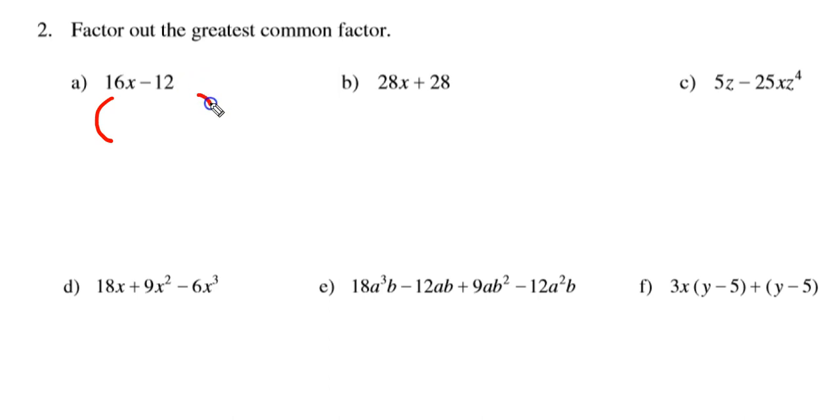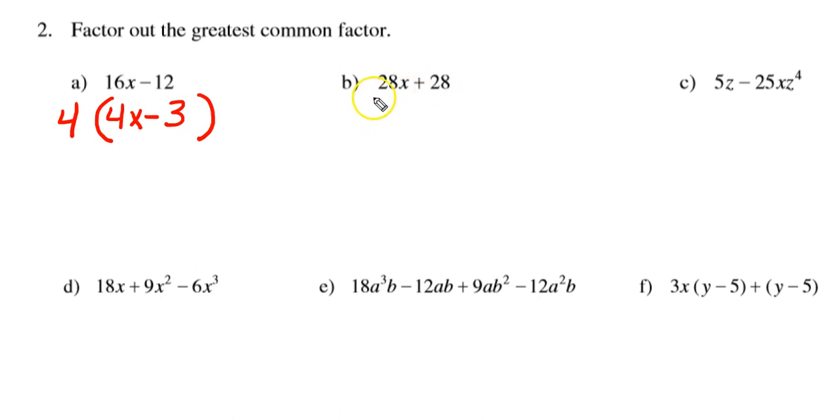Now, what factor can we take out of each of these? You could take a 2, but that's not the greatest. You can take a 4 out of each one. So if we take a 4 out of this, we're left with a 4x. And if we take a 4 out of the 12, we're left with a 3. And if we use the distributive principle, we get back to what we had. And inside the parenthesis, there's nothing else that we could factor out.